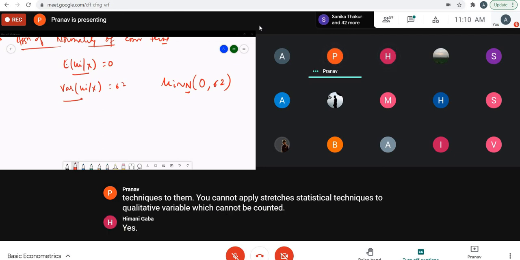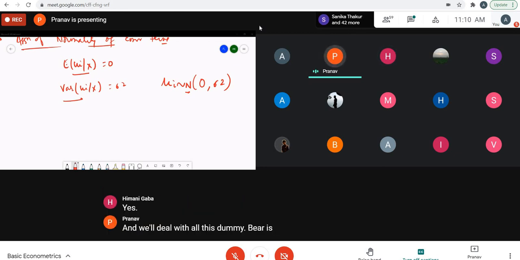Yes. We deal with all this. Dummy variables अभी हमने just start किया है, इतना आगे अभी नहीं बढ़ते हैं. ठीक है?